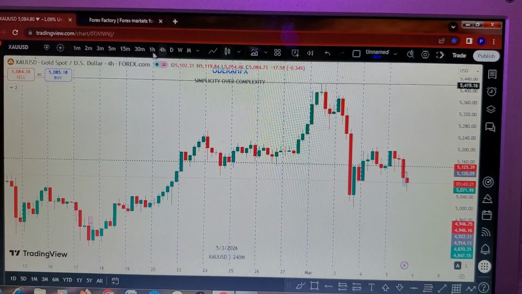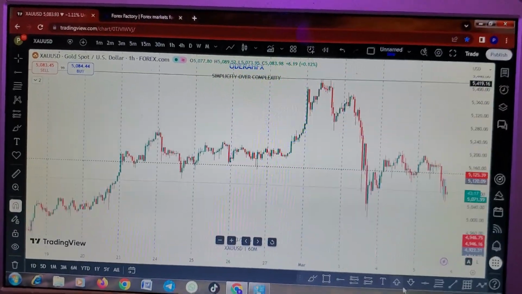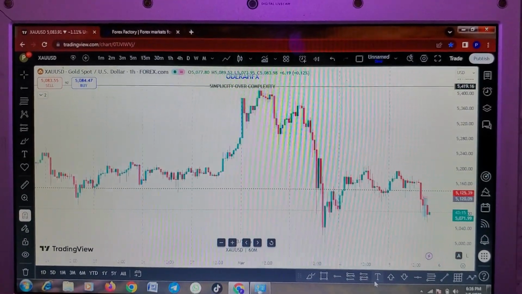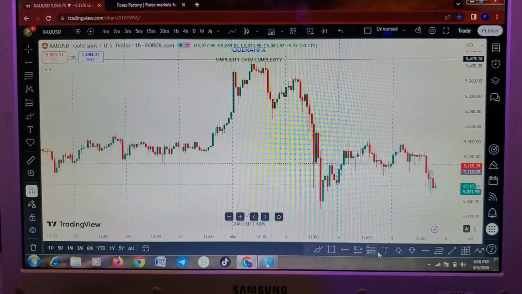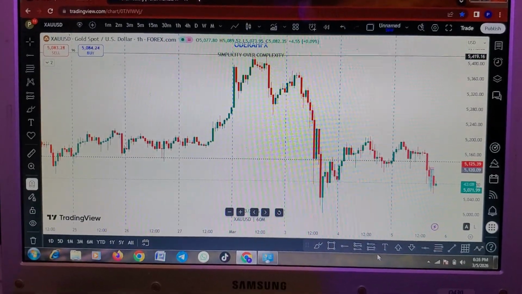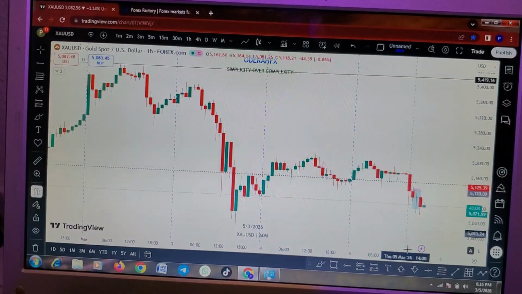So I switched over to my 1-hour time frame to check the current trend, what is really happening. I know what I'm looking out for today, which is a sell. But on the 1-hour time frame, let me know if it is aligning or saying otherwise. On the 1-hour time frame, it's pretty much aligning.